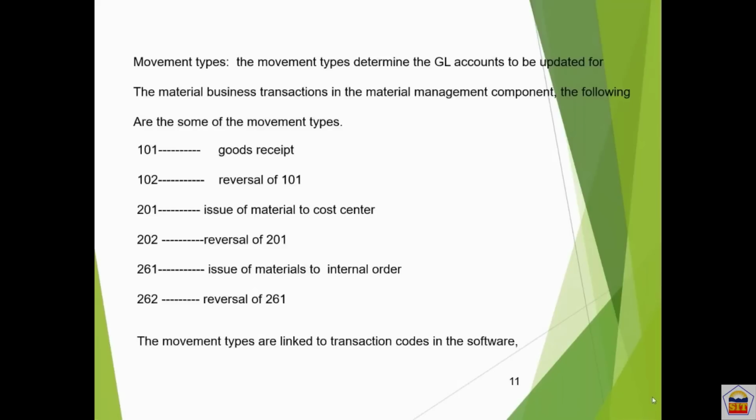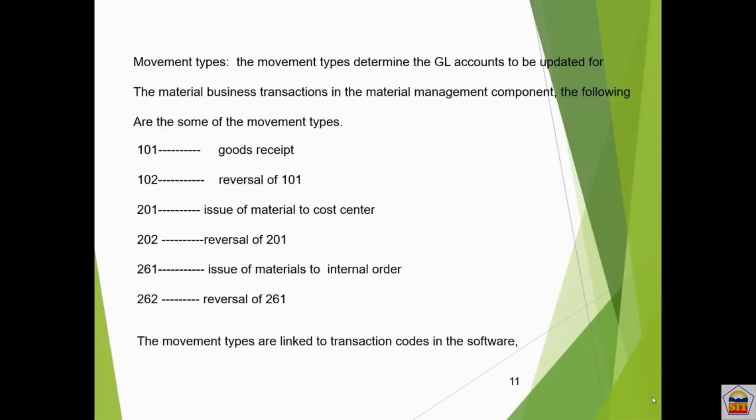Following are some of the common movement types we use for material handling. 101 we have for the goods receipt. If you want to do the reversal of a goods receipt you made, then we can use the movement type 102. And if you are issuing the material, that issue of material is hitting your cost center. If there is an issue of material hitting any internal order, for that we have the movement type 261, and the reversal of this will be done through 262.